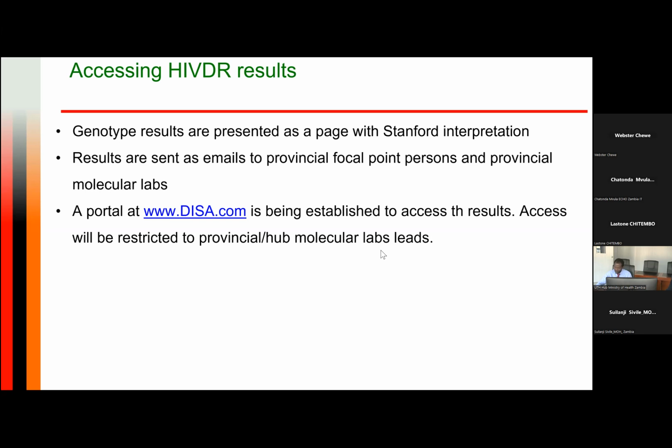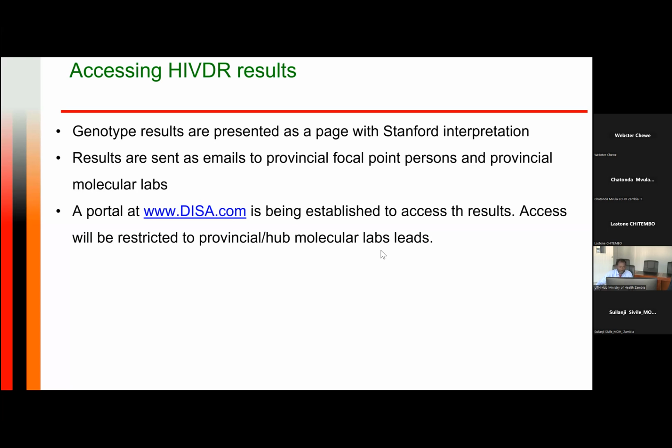I also wanted to find out what the current turnaround time for the genotype is when you send the samples, because we can't manage to send the samples to Lusaka. So what is the turnaround time for different provinces? I submit. Thank you very much, Webster. Those are very, very important questions. So these will be our last questions.